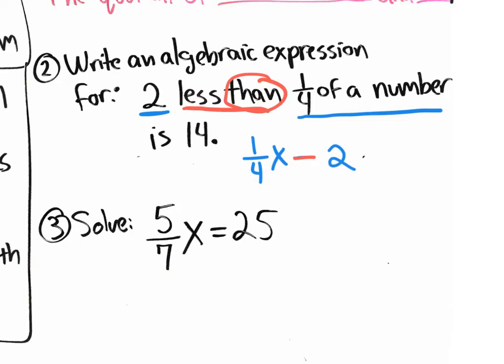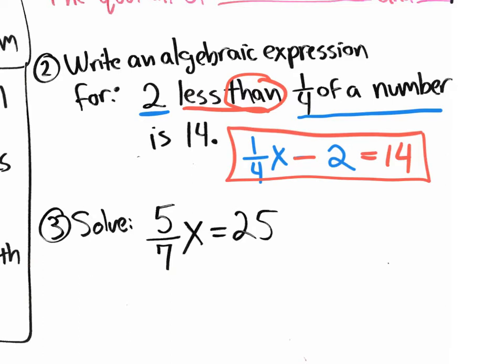Moving on to number 3. Actually, no, I'm sorry. We still need to finish this. It says is 14. So this is 14. You're gonna put equals 14 and you are done. Equals 14. This is your equation. Of course, you could solve it by adding 2 to both sides and multiplying by 4 on both sides, but that's not necessary. They only told you to write it down. You don't have to solve it. Now, on the midterm, it might tell you to write it and solve it, so it depends. Read your instructions carefully.